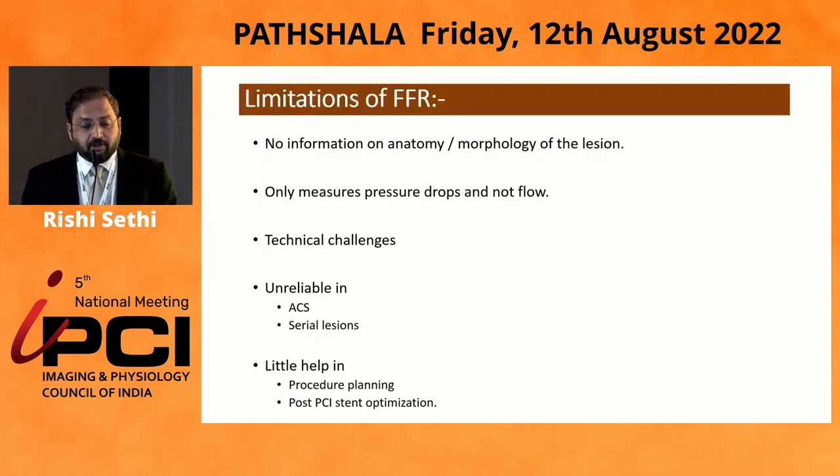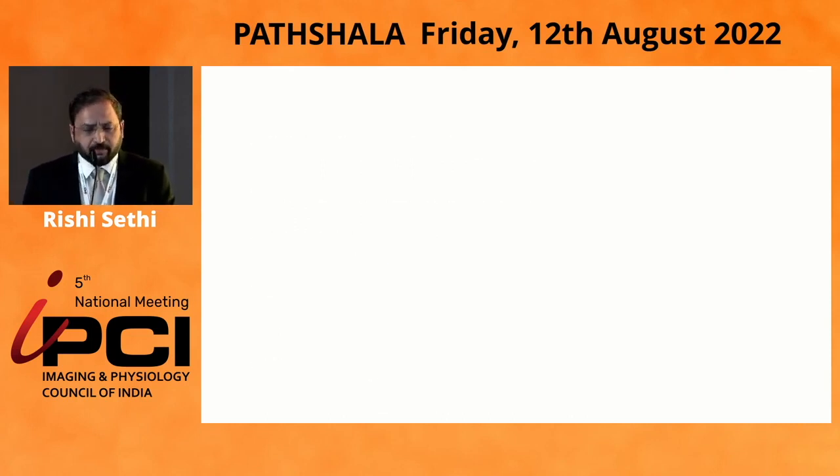But the limitations of FFR are that it does not provide us any information about the anatomy or the morphology of the lesion. It's technically challenging, unreliable in ACS and serial lesions. Of course, the serial lesion issue has been addressed a little bit by the use of hyperemia-free indices, and it provides us little help in procedural planning or post-PCI optimization.